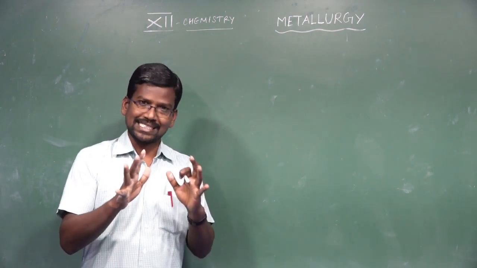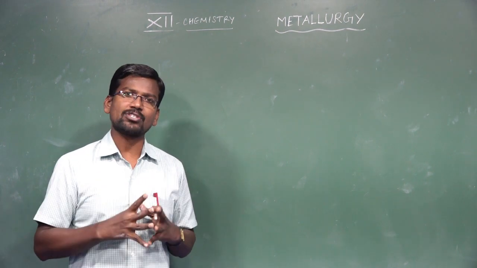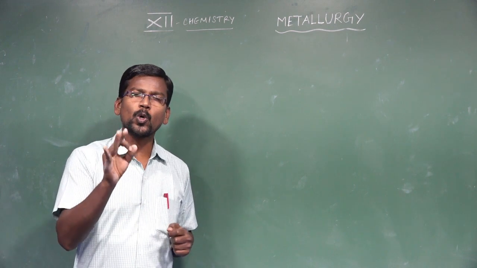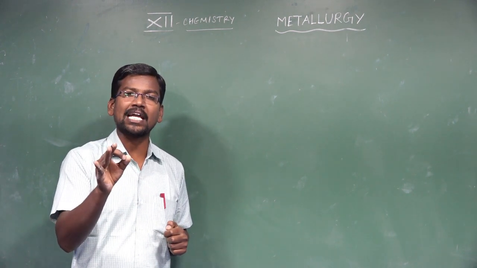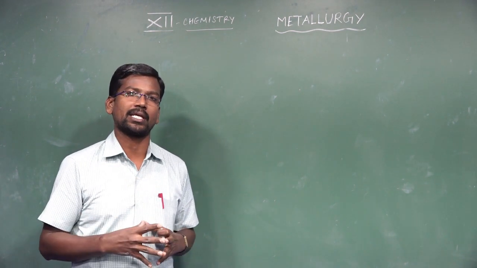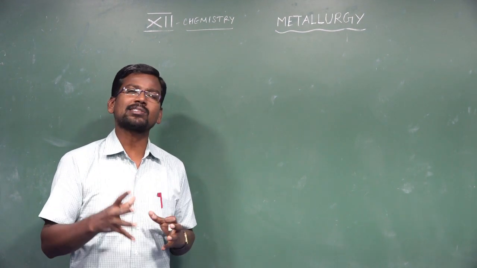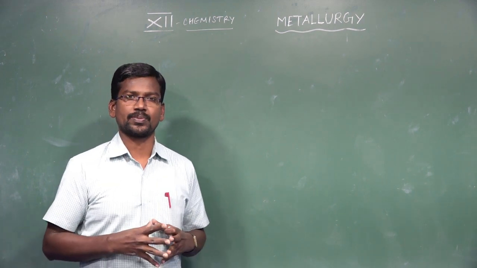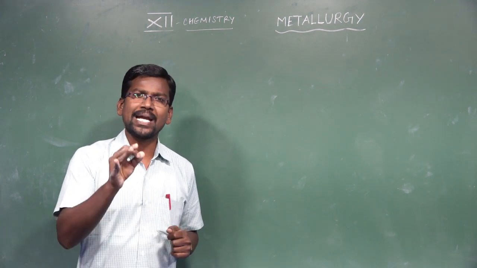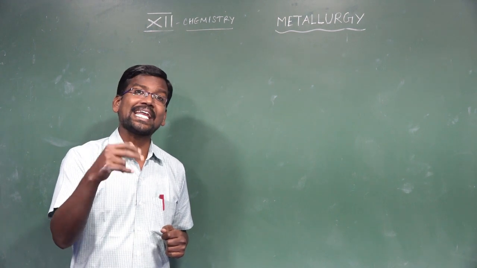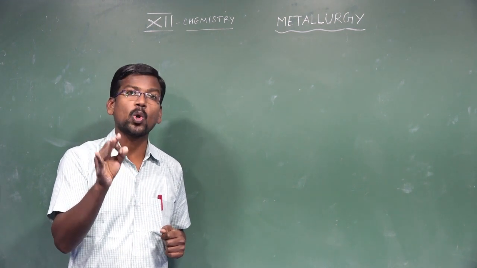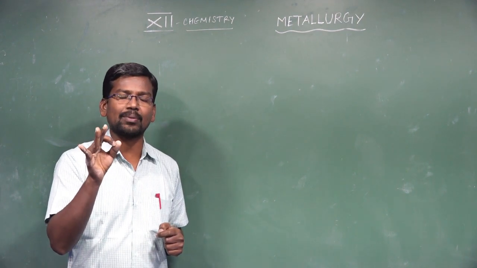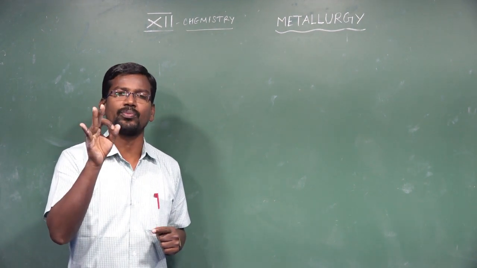So, in general, in nature, the metal exists in different forms. Pure metal shows shine and malleability. However, most metals exist in nature with different properties. Some metals are very highly reactive, and some metals are very low reactive.